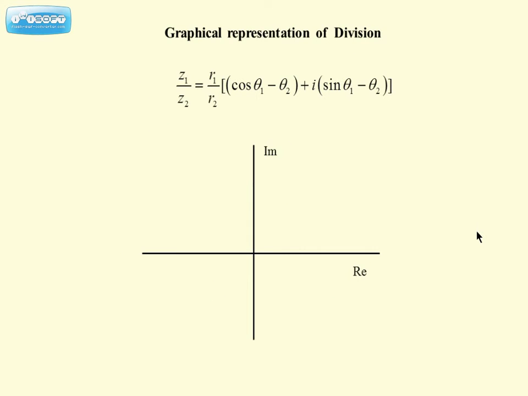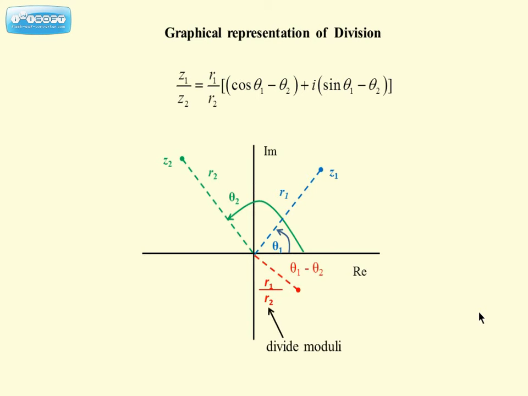Graphically, we can represent division as follows. Z1, which is represented in blue, has modulus R1 and argument theta 1. Z2 is in green, has modulus R2, theta 2. If you recall, we divide the moduli and we subtract the arguments. Our resultant will be the red point here for our complex number.